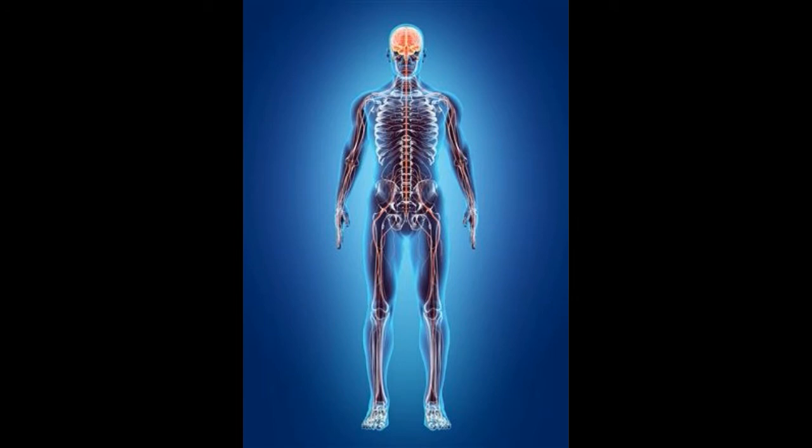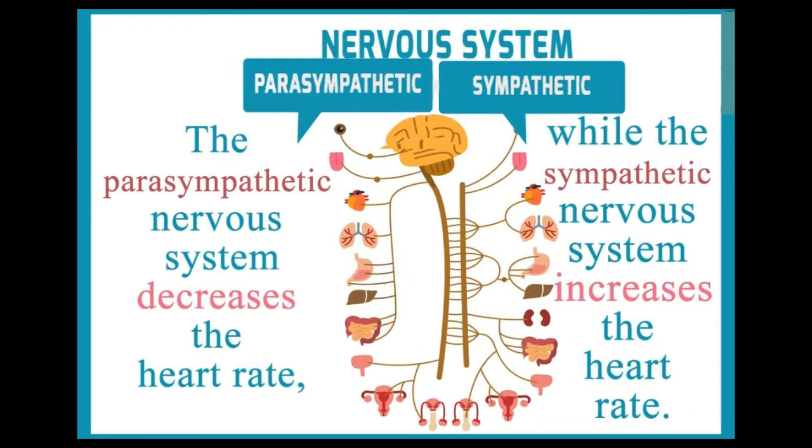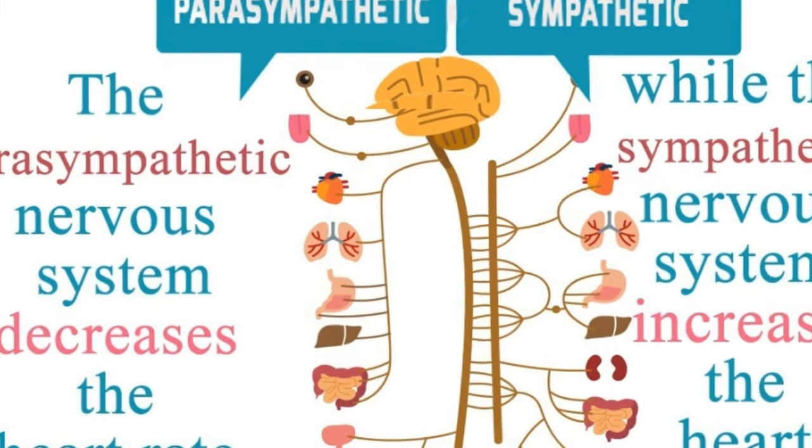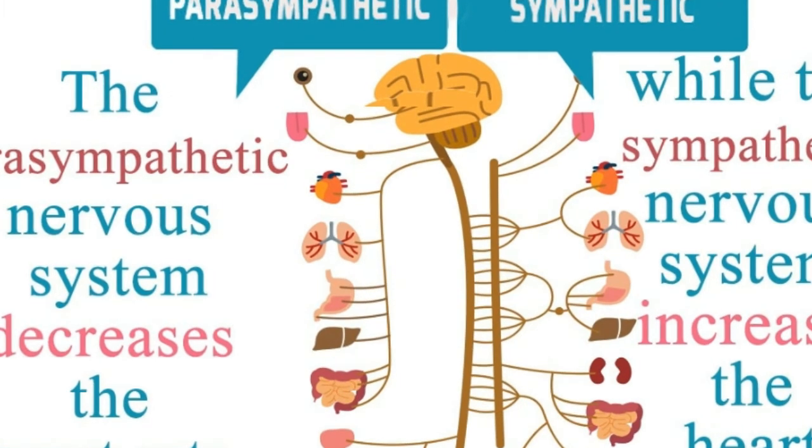Difference between sympathetic and parasympathetic system. There are many differences between these two systems, as they act in an opposing manner. Parasympathetic nervous system: constriction of pupils. Sympathetic nervous system: dilation of pupils. Parasympathetic nervous system: stimulation of secretion of saliva. Sympathetic nervous system: inhibition of secretion of saliva.